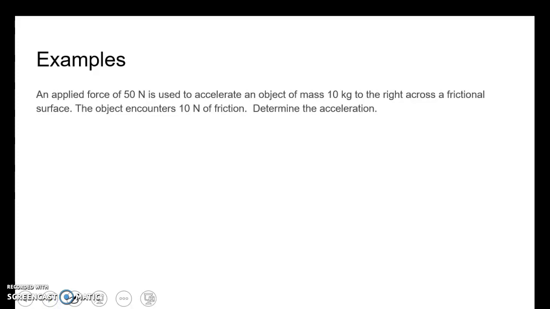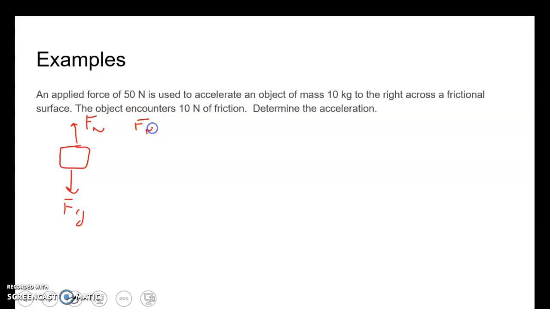So here's your first example. We have an applied force of 50 newtons is used to accelerate an object of mass 10 kilograms to the right across a frictional surface. The object encounters 10 newtons of friction. Determine the acceleration. First step, free body diagram. What forces we got? Well, we always have gravity. And it's on a flat surface, or we assume so. It's going to be normal force.